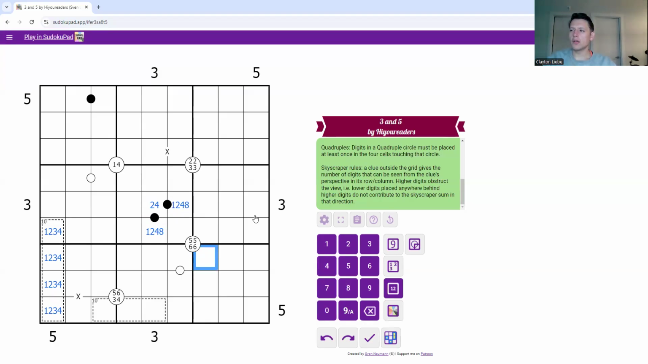So how does this look with this 3 clue? What it's saying is this 3. So we'll see 3 digits of escalating height somewhere. And we'll see 3 digits of escalating height somewhere. So no matter where the 9 is, for example, these 3 clues will both see the 9 as their tallest digit.